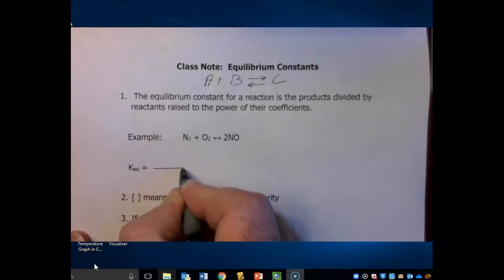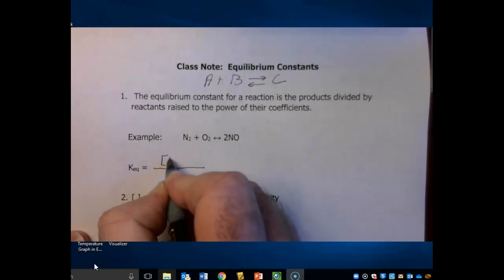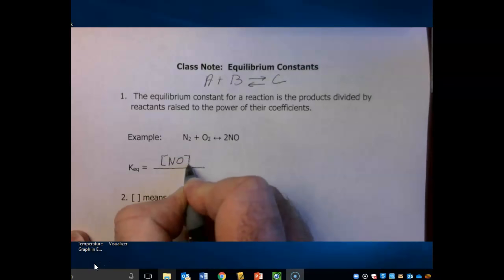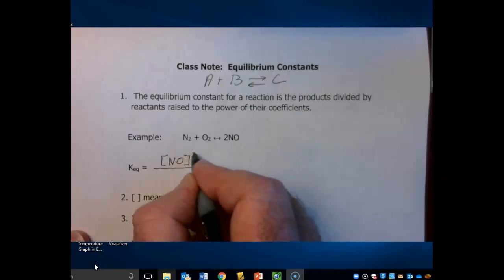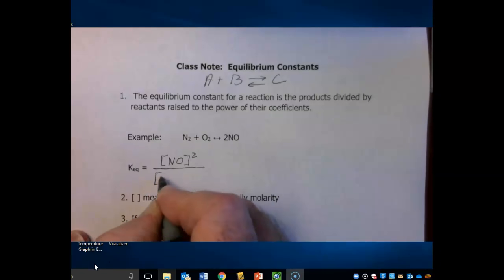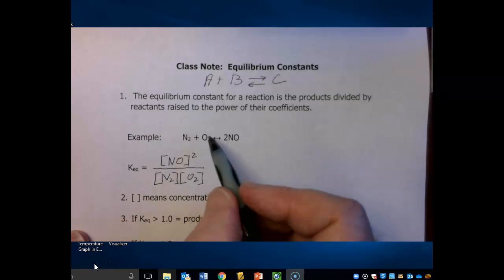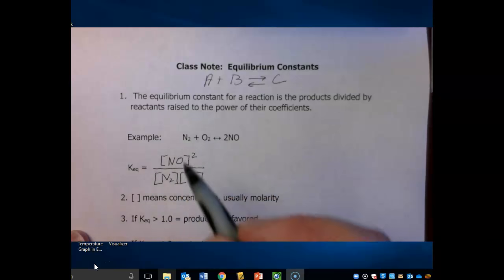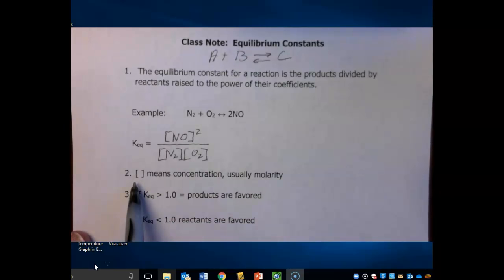And so our definition said it was always the products. Now remember, brackets mean concentration. So we're talking about the concentration of the nitrogen monoxide product raised to the power of the coefficient. So this would be to the second power because of this 2 here. And then our denominator would have the concentration of the two reactants multiplied together. And both of them are raised to the first power because the coefficients in front are 1. Now just reminding you that the brackets mean concentration. Usually it's measured in molarity.